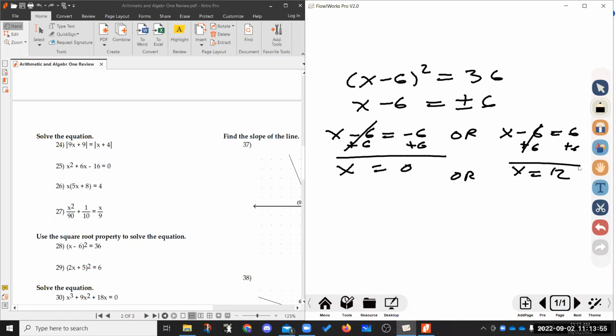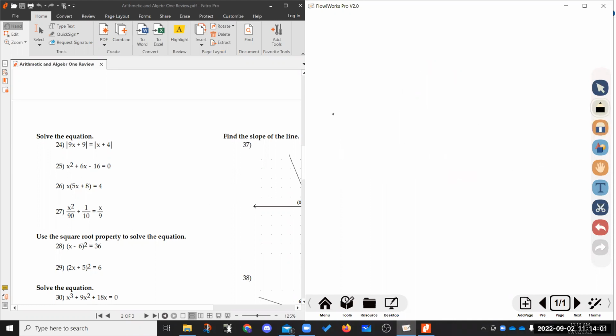We only use the square root property with the plus or minus part when we start off with a squared. If we start off with a square root in the problem, you don't have to add plus or minus to your answer. (2x + 5)² is equal to 6.